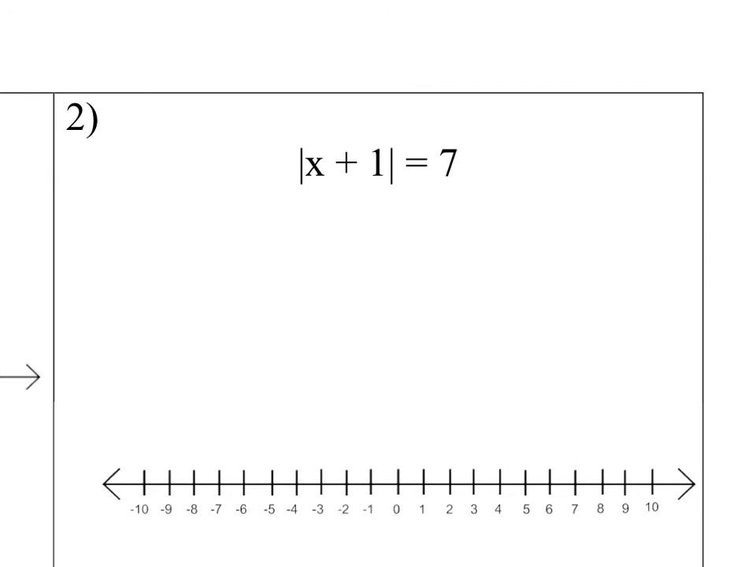But what happens when we do something like this? The absolute value of x plus 1 is equal to 7. That means this distance right here is 7, or this value on the inside is negative 7. So what I like to do is, whoops, that was really big.